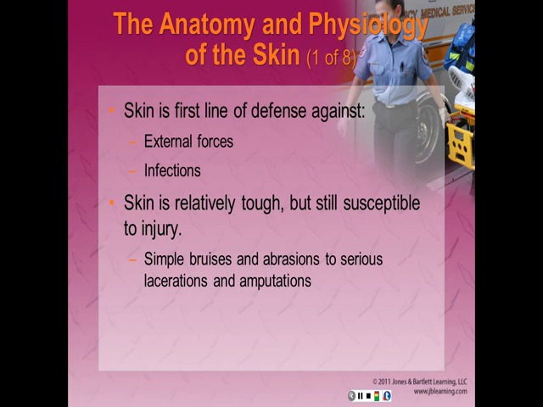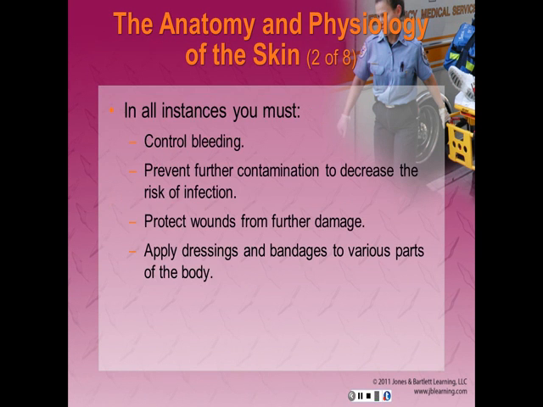The skin is our first line of defense against external forces and infections. It is the largest organ in the body, and it is relatively tough but still susceptible to injury. The injuries can range from simple bruises and abrasions to serious lacerations and amputations. Injuries may expose blood vessels, nerves, and bones. In all instances, you must control bleeding, prevent further contamination to decrease the risk of infection, protect wounds from further damage, and apply dressings and bandages to various parts of the body.